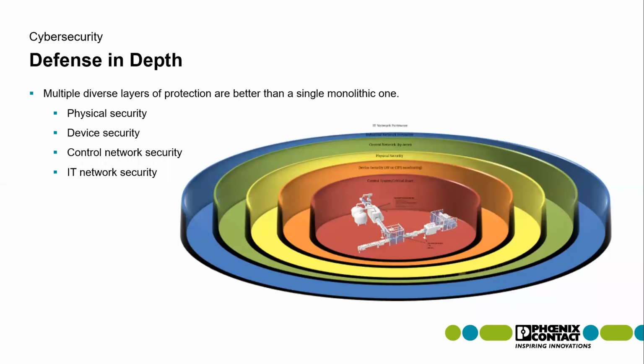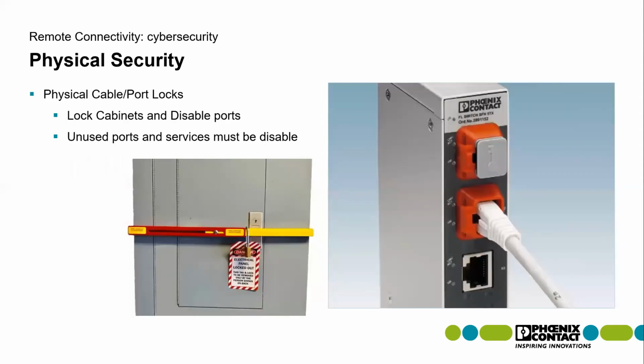And you have to practice kind of a defense in depth model, right? So you're going to have different layers of your network, and you have to have different layers of security at each of those layers, right? So you have physical security, device security, your control network security, IT security, policies, procedures. There's a lot of different ways that you can build really strong security principles into your networks.